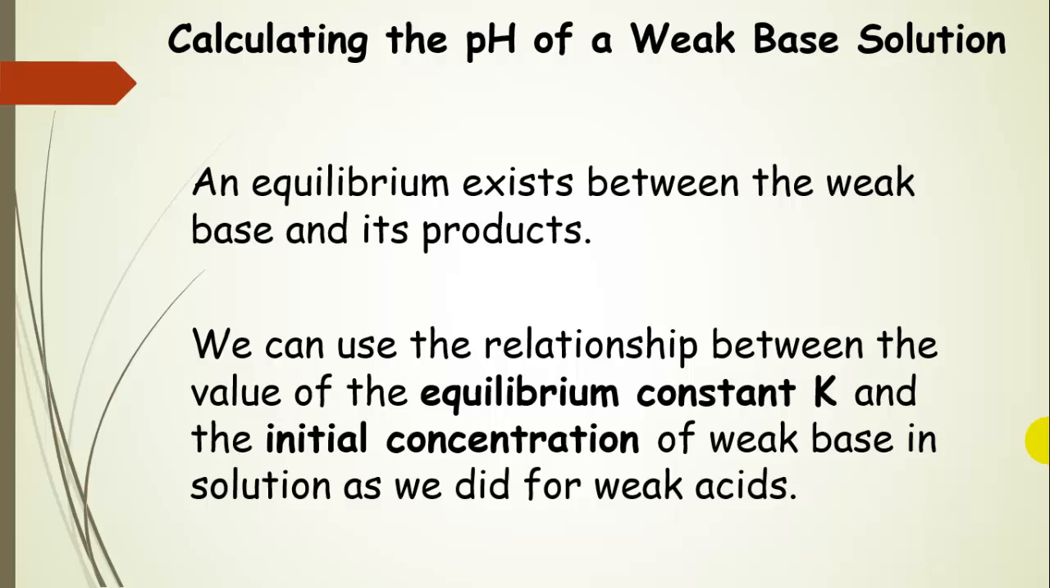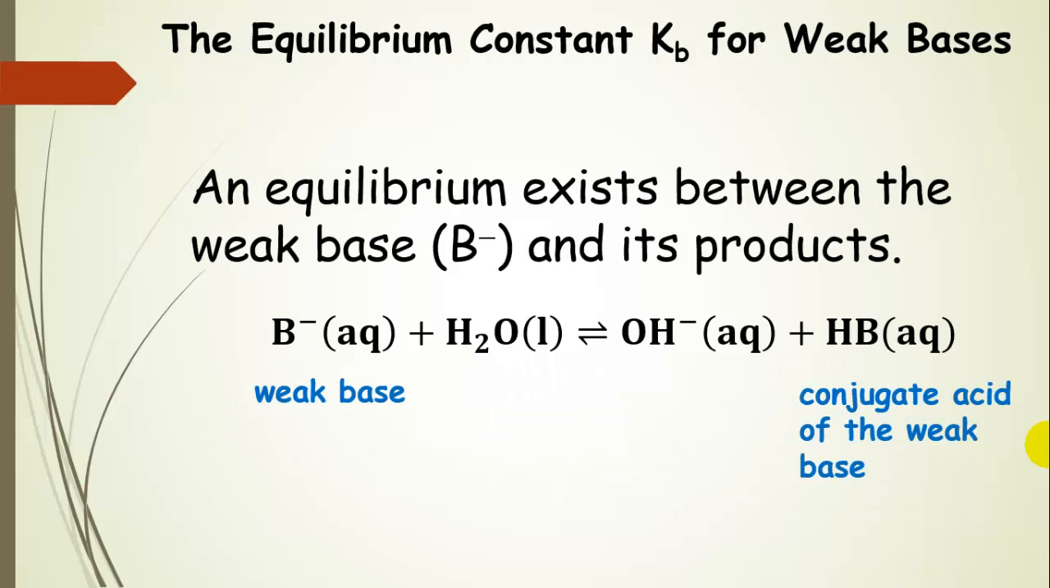Well, we do it very similarly to a weak acid solution. So we're going to use the fact that an equilibrium exists between the weak base and its products. And then we're going to use the equilibrium constant K and the initial concentration of a weak base in solution, just like we did for weak acids. So we're going to use an ice table. Reminding ourselves of the general format of a weak base in solution. So here's our weak base. They don't have to be charged, but they often are, reacting with water to produce hydroxide and the conjugate acid.